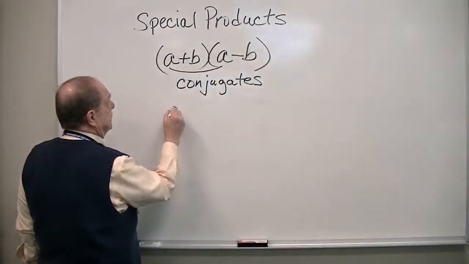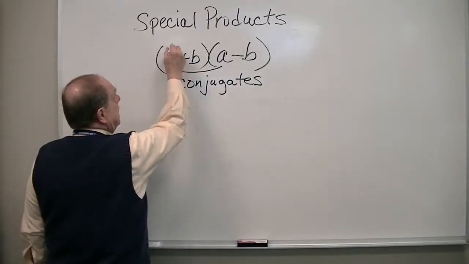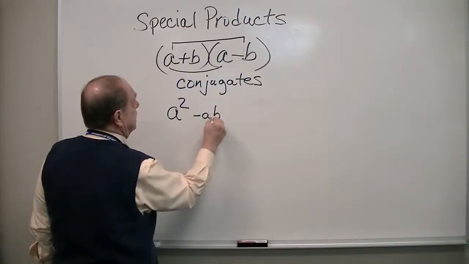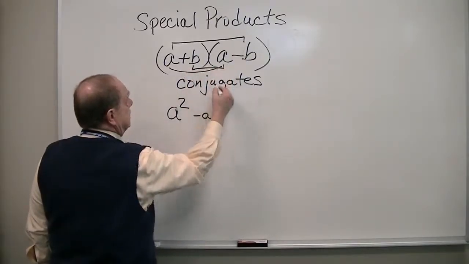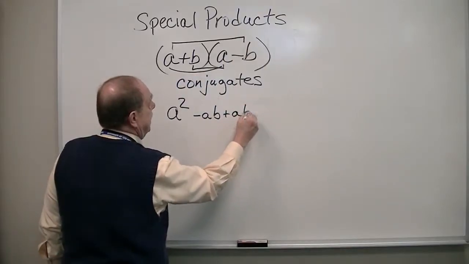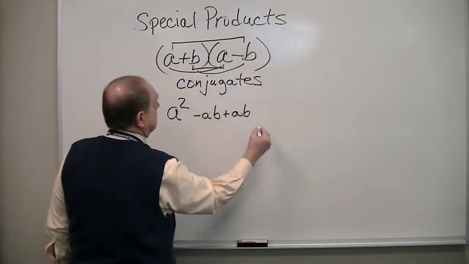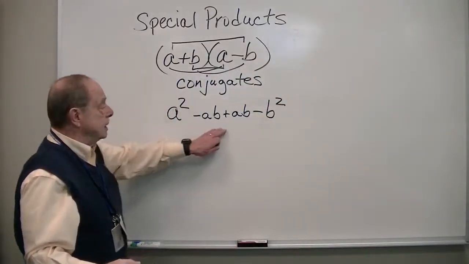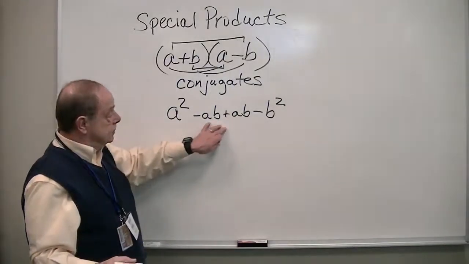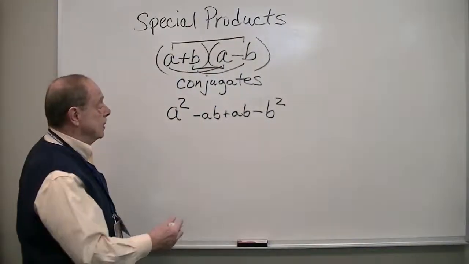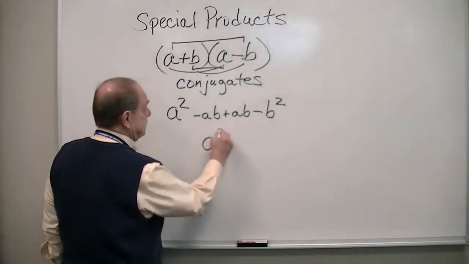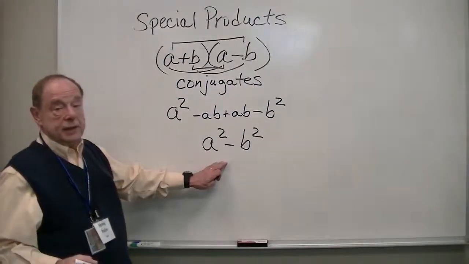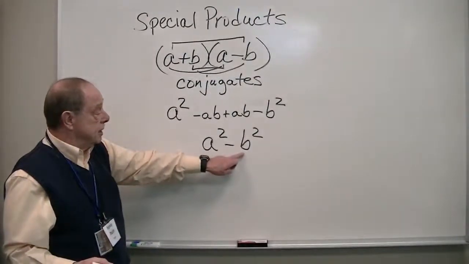First will give us an A squared. Outers will give us a negative AB. Inners gives us a positive AB. And then last gives us a negative B squared. Now as we go to collect like terms, we see that these two middle terms cancel out. So our final product is A squared minus B squared. And we call this the difference of perfect squares.